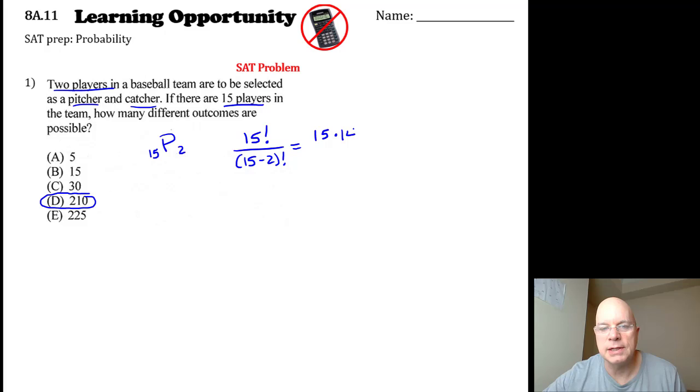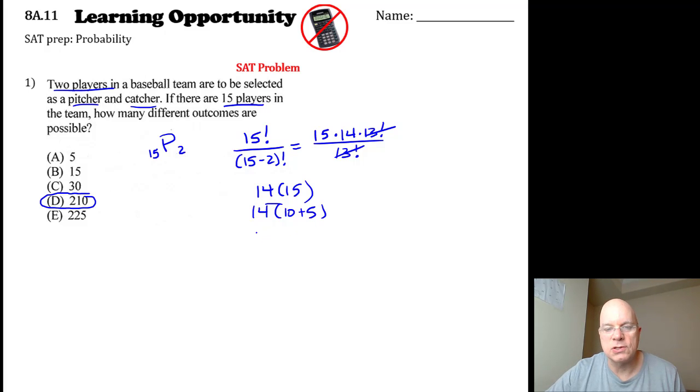15 times 14 times 13 factorial over 13 factorial. The 13 factorials cancel out because 13 factorial divided by 13 factorial is 1. And we end up with 15 times 14, which I like to think of as 14 times 15, because 15 is nice to think of as 10 and 5. 14 tens is 140, and 14 fives must be half that much, since 5 is half of 10. There you go, 210.